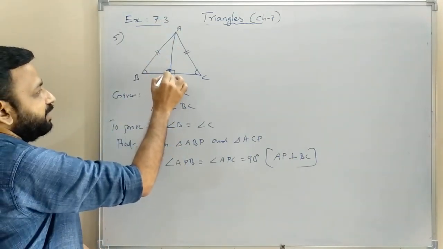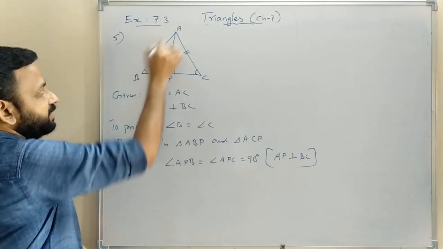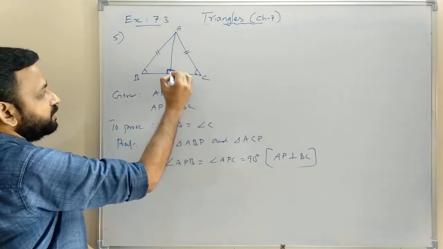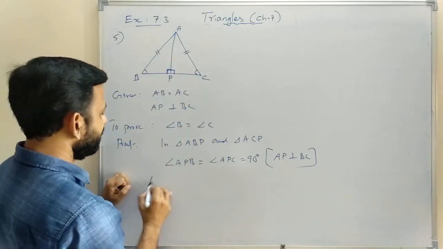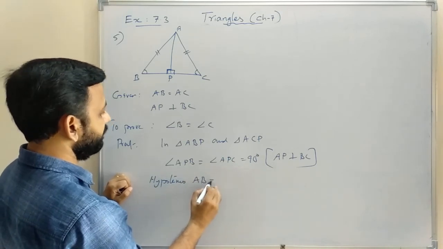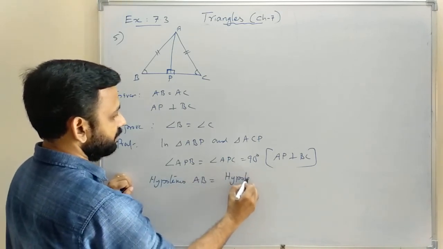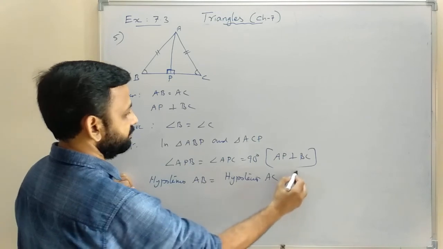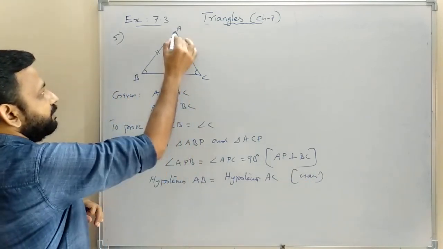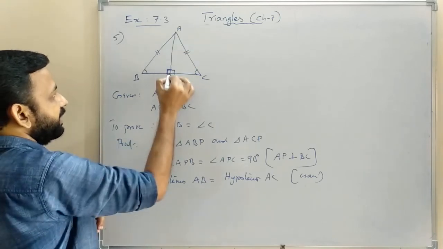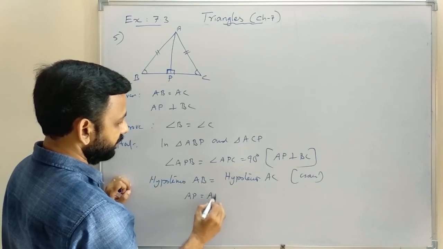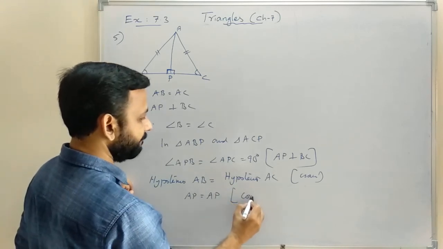Both the triangles are right triangles, and their hypotenuse: if it is 90 degrees, then the side opposite to the right angle is the hypotenuse, and here also the side opposite to the right angle. So we can write hypotenuse AB equal to hypotenuse AC. That is also given. Then side AP of triangle ABP equal to side AP of triangle ACP. AP equal to AP, reason common.